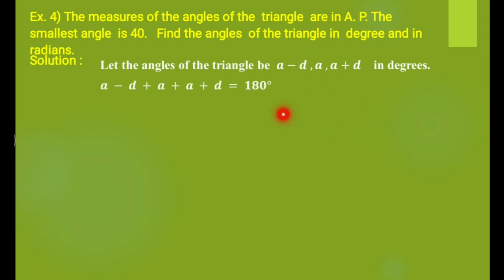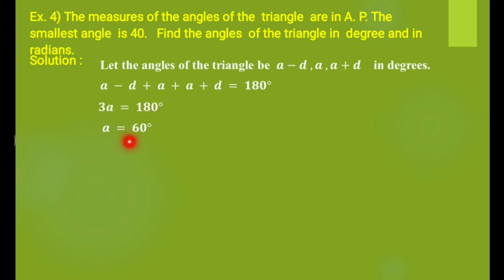Now here we know that if we add all the angles of a triangle we get the sum as 180 degree. So when we add these three angles, this minus d gets cancelled with this plus d, so we get a plus a plus a, that is 3 times a equals 180 degree. So we write here 3a equals 180 degree, from which a equals 60 degree. When we divide both sides by 3 we get a equals 60.